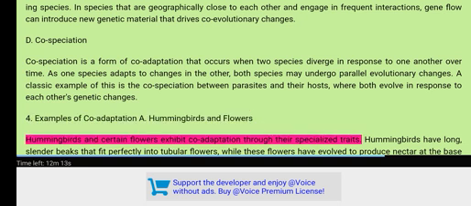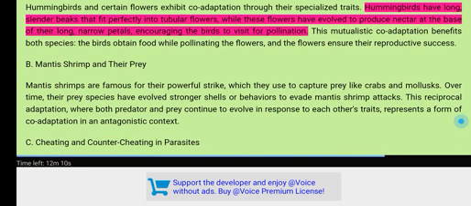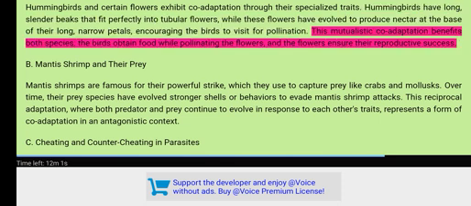4. Examples of co-adaptation: A. Hummingbirds and flowers. Hummingbirds and certain flowers exhibit co-adaptation through their specialized traits. Hummingbirds have long, slender beaks that fit perfectly into tubular flowers, while these flowers have evolved to produce nectar at the base of their long, narrow petals, encouraging the birds to visit for pollination. This mutualistic co-adaptation benefits both species. The birds obtain food while pollinating the flowers, and the flowers ensure their reproductive success.